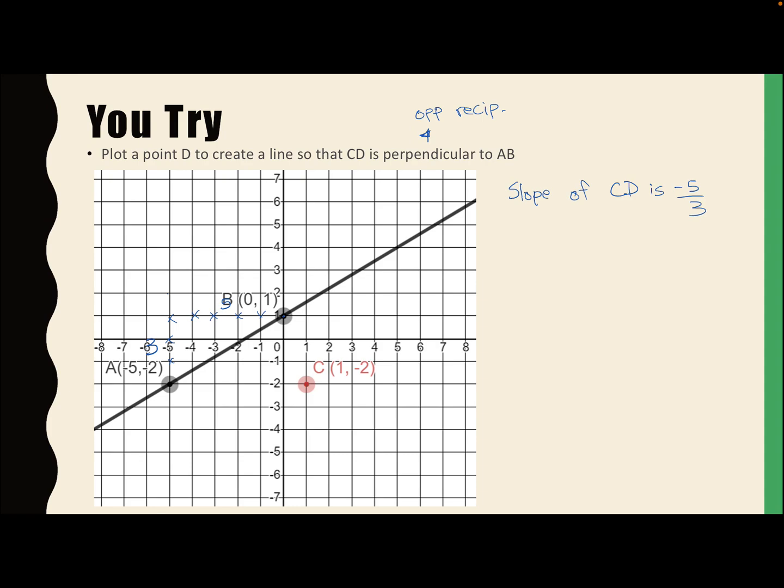So we're going to go down from C, we're going to go down 5. So 1, 2, 3, 4, 5, and to the right 3. So 1, 2, 3. And then we'll draw our line segment from this point, and we would get something like that. So that is how we plot a point that gives us either a parallel or perpendicular line, just given one point in an entire other line.